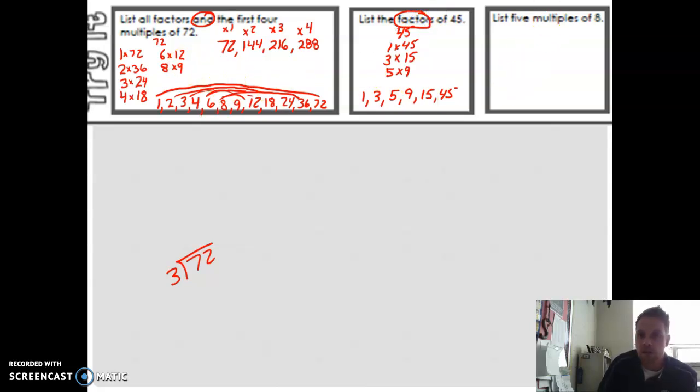Okay. List 5 multiples of 8. It doesn't say which multiples, so I'm just going to list the first ones. I'm going to do 8 times 1, times 2, times 3, times 4, and times 5. 8 times 1 is 8. 8 times 2 is 16. 8 times 3 is 24. 8 times 4 is 32. And 8 times 5 is 40. So there are the first 5 multiples of 8.